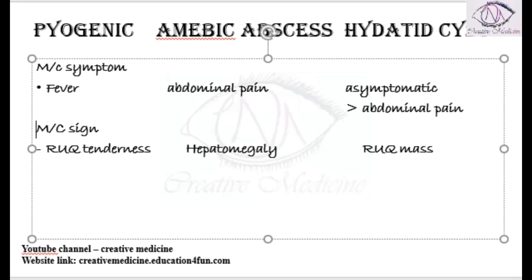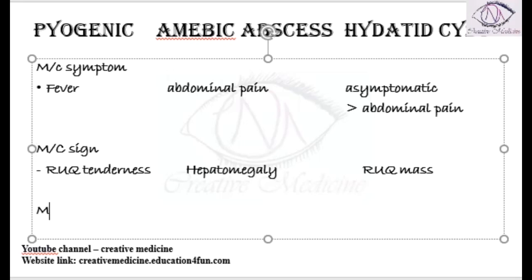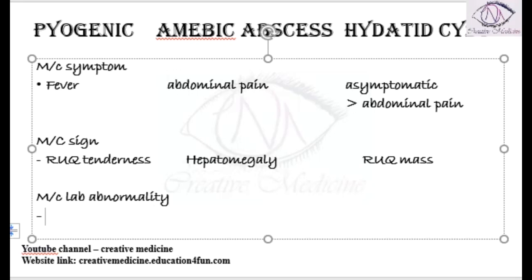Then what is the most common lab abnormality? The most common lab abnormality in pyogenic liver abscess is raised alkaline phosphatase levels, whereas the most common lab abnormality in amoebic liver abscess is raised prothrombin time. The most common lab abnormality in hydatid cyst is eosinophilia.